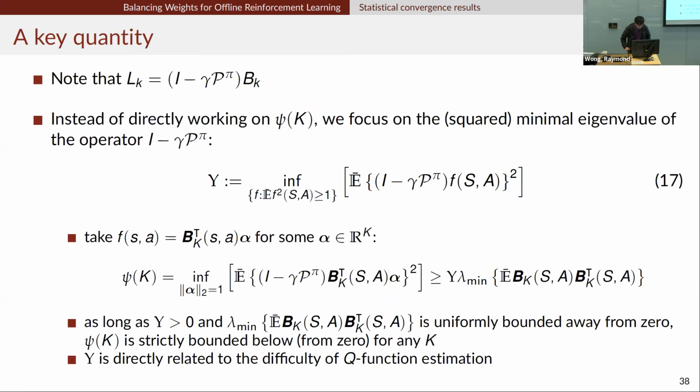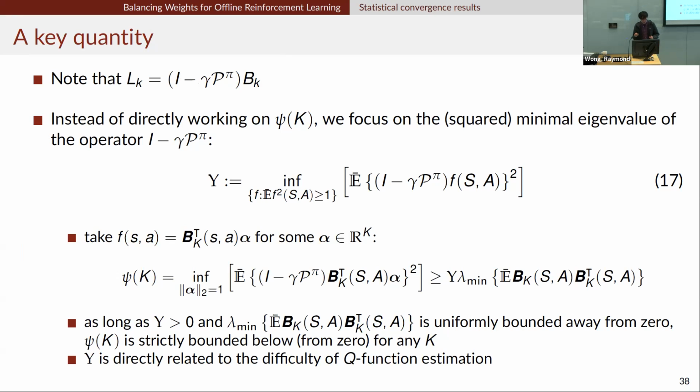Now, with these operator notations, you can express LK in this form. BK is the basis function that you choose. You can choose something that's nice. LK is the working basis that is eventually used to model the weight, and this is something in between. The I minus gamma P pi is the operator that performs the transformation.